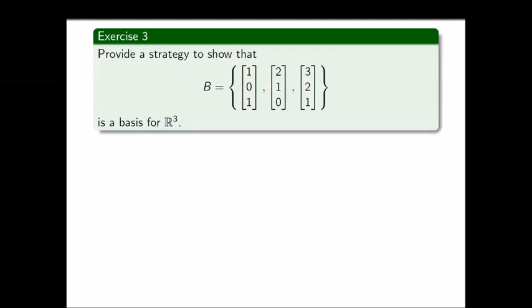So let's end this episode with a little exercise. So I'm given a set of three vectors of height 3, and all I want to do is just have a strategy to show that this is a basis for R3. We're not actually going to solve this in this episode.